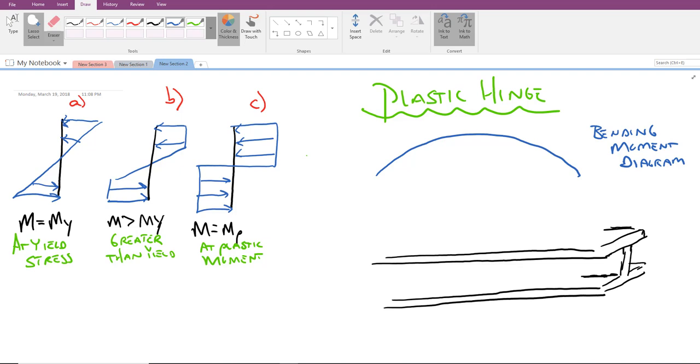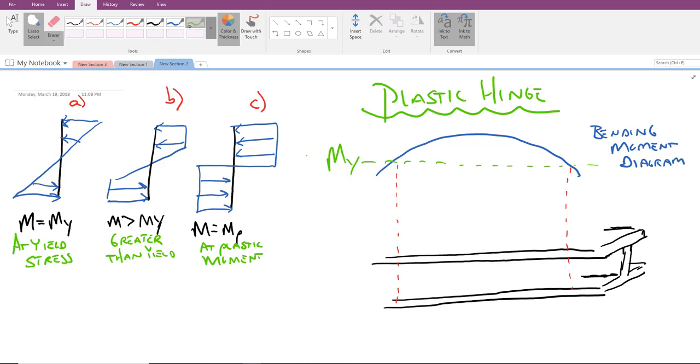There's going to be a point where it eventually crosses that yield moment, the moment that causes the stress to yield. And where that intersects on the beam, that ends up being the extents of any points on the steel beam where we're starting to get plastic deformation, or that permanent deformation.